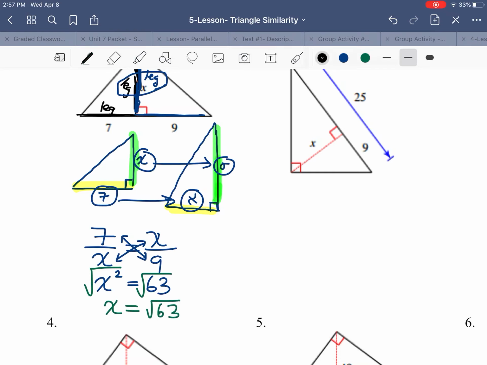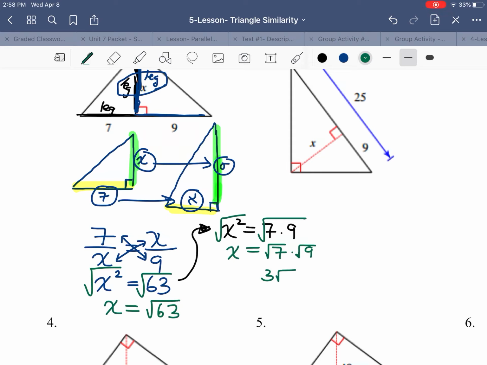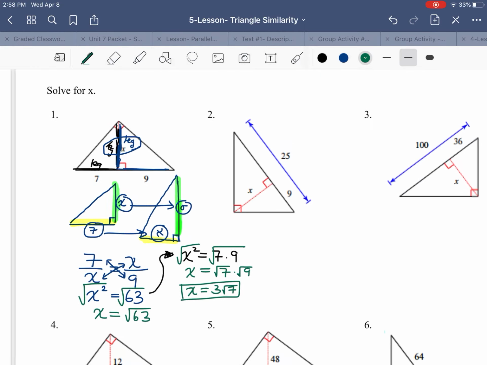But let me show you a little nifty trick, something from my years of doing all this. If you have to break up the 63 anyway, then it begs the question of why you multiply the 7 and 9 to begin with. So I would write this as x squared is equal to 7 times 9. Then when I take the square root of the whole thing, it becomes x equals the square root of 7 times the square root of 9. The square root of 9 is equal to 3. So we have 3 radical 7, and that would be my value of x.